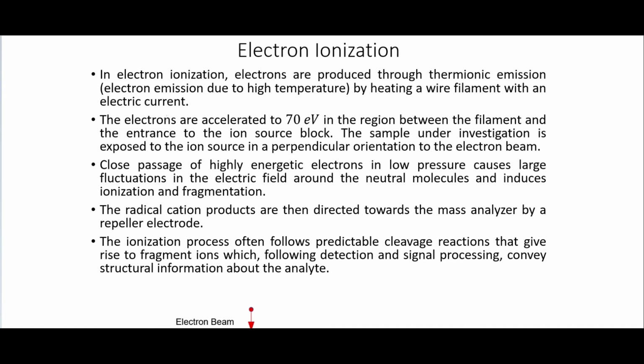Electron ionization is very commonly used because, as I said, it generates a lot of fragments. The electrons are produced through what's called thermionic emission, so you can think of it like a filament on an incandescent light bulb that's throwing off electrons. We can accelerate these electrons to 70 electron volts of energy, and we do that in the region between the filament and the entrance to the ion source block.